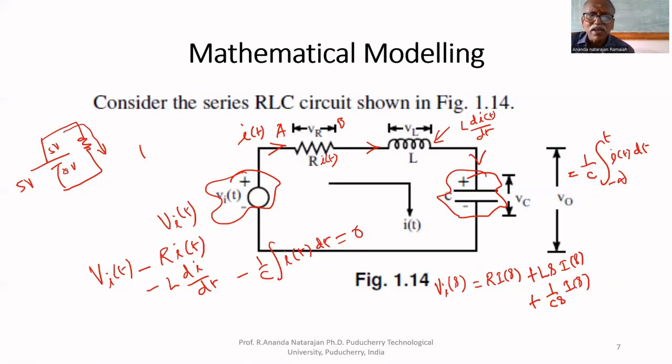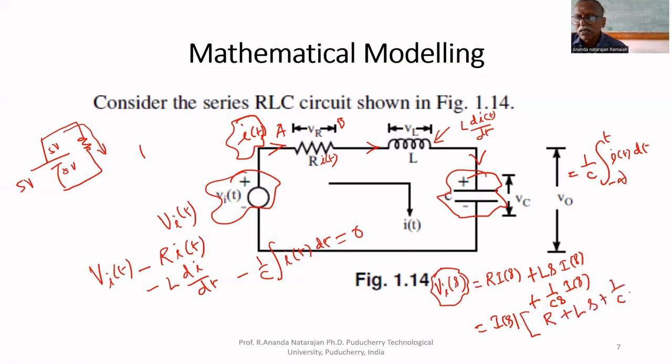If we assume that we are interested in I of t, it means I of t is the output. We are interested in the current through the circuit. Therefore, input is the applied voltage Vi of S. If you bring the I of S outside, you will get I of S times R plus LS plus 1 by CS.